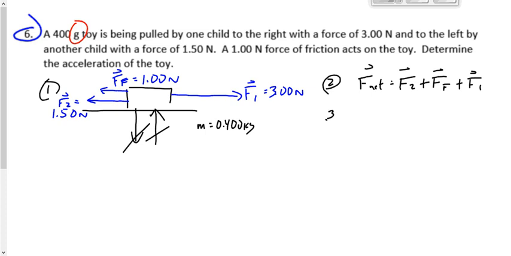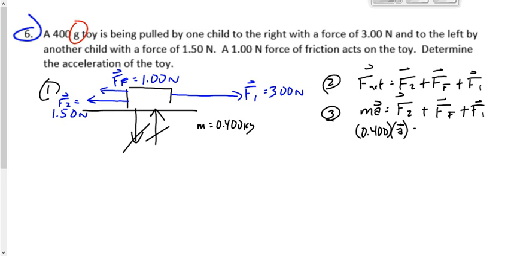Step 3. Evan, what's step 3? To make it equal to F, the mass times acceleration. Right. M times A equals F2 plus FF plus F1. M is 0.400. A is what we're looking for, I guess. F2 is negative 1.50. FF is 1.00. And F1 is 3.00. Is that right?